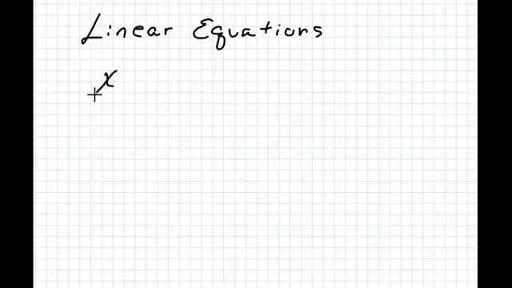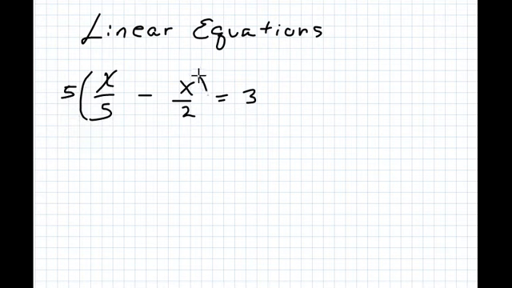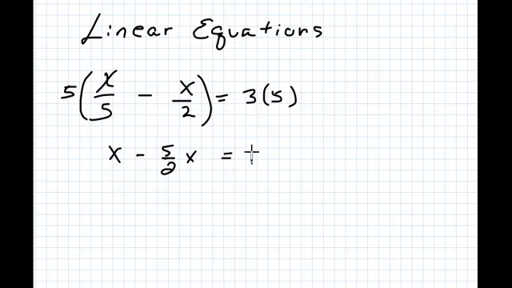Alright, let's look at this one here. Hopefully I've got enough time. Minus x over 2 is equal to 3. So I'm going to get rid of this fraction. I'm going to multiply both sides by 5. And so we end up with x minus 5 halves x is equal to 15. And then I'm going to multiply both sides by 2 all the way across.